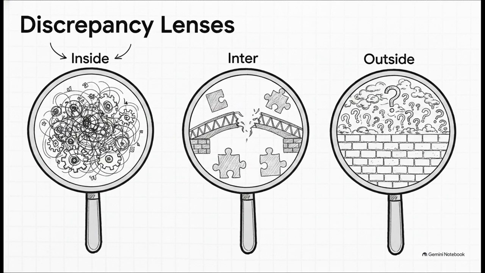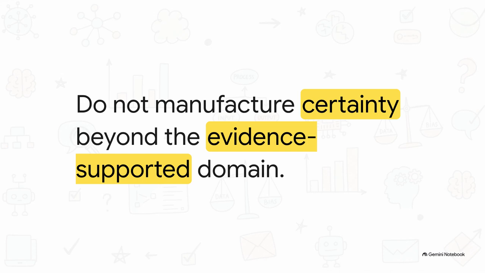Now remember, this isn't some magical taxonomy of every possible failure. It's just a highly practical framework to limit your assumptions. I want you to burn this principle into your memory. Do not manufacture certainty beyond the evidence-supported domain, period. If your data stops, your confidence has to stop too. Extrapolating incomplete data and presenting it as a confident conclusion isn't just bad methodology, in safety-critical situations, it is actively dangerous.